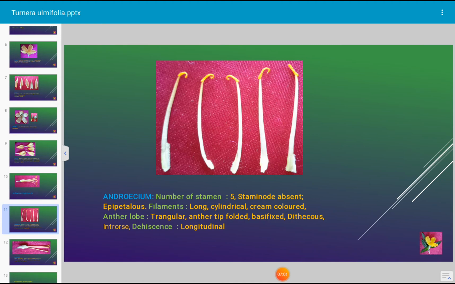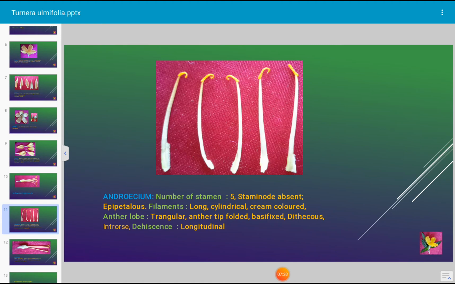It is triangular. Anther tip is folded outside and it is basifixed. The basal region of the anther is joined to the filament, hence it is basifixed. And 2-celled, dithecous, di means 2. Extrorse? No, introrse: they shed off their pollen grains after maturity toward the center of the flower, hence it is introrse. Dehiscence of the anther takes place longitudinally. Hence the dehiscence is longitudinal.